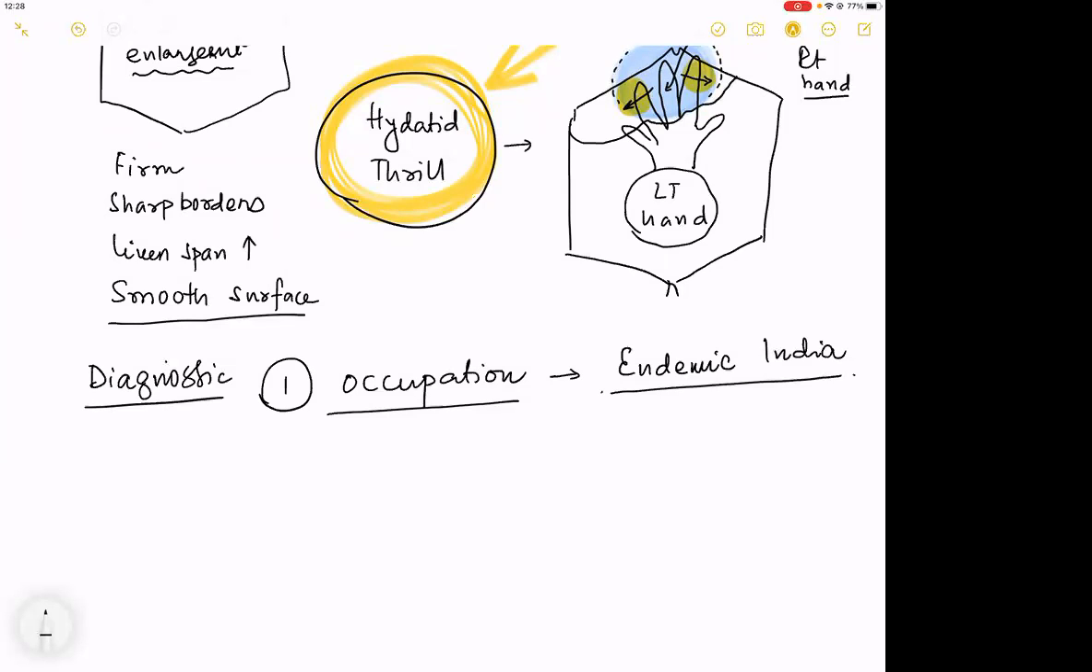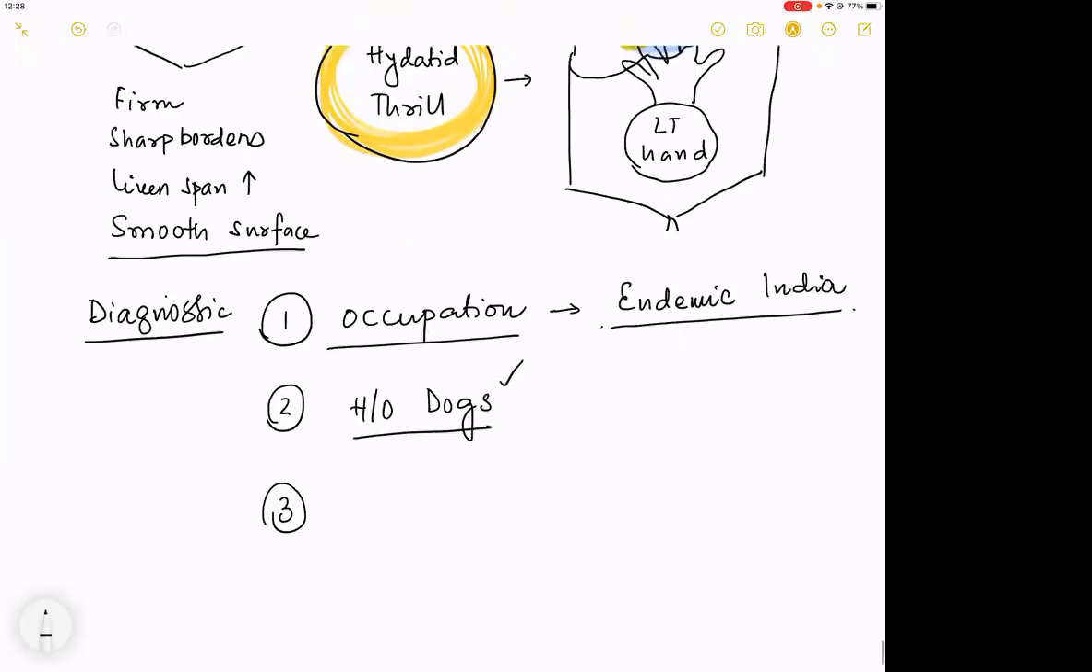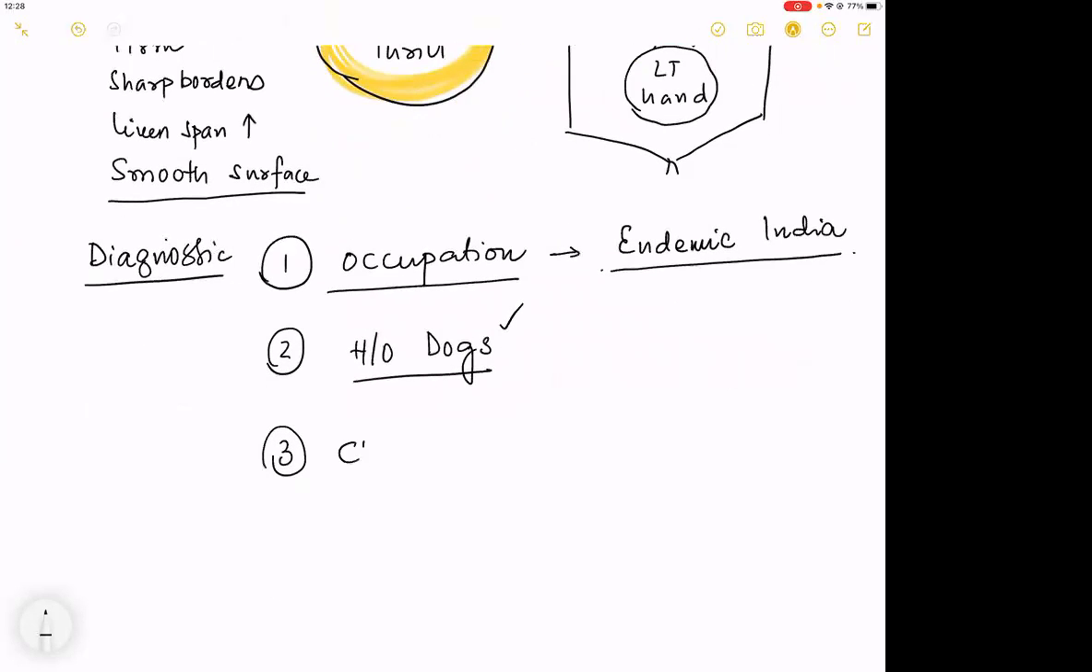Okay. So it was initially seen in farmers, etc. But it is now pan-India. So number 1. Number 2, history of contact with dogs, which is only seen in 30% of the cases, but still it is worth mentioning. Okay. Number 3 is clinically it appears as a painless liver lump.